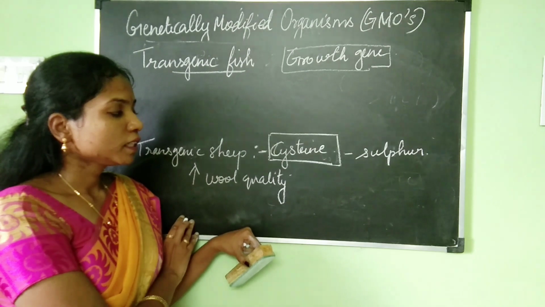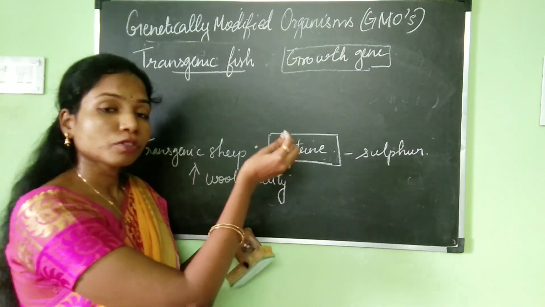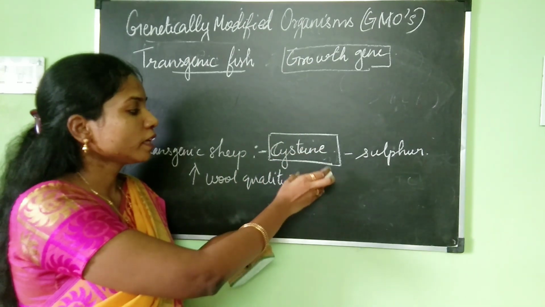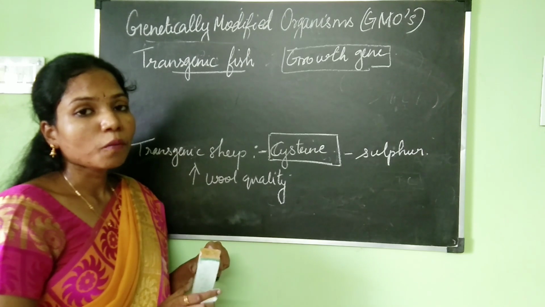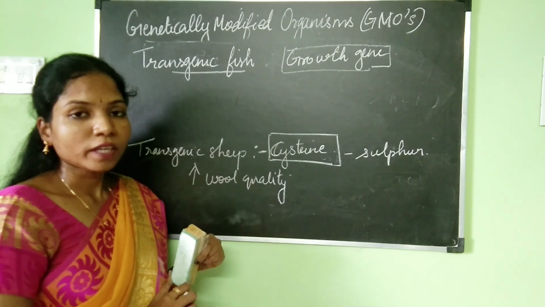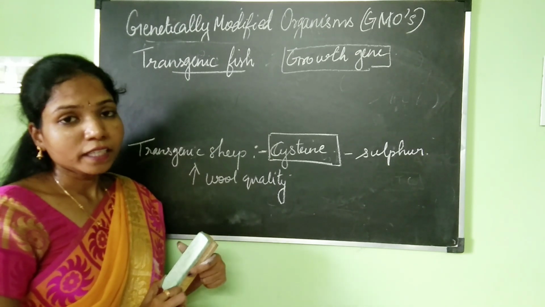Okay, so that is the reason for taking a gene which codes for the amino acid cysteine, so that the transgenic sheep will be able to produce a very good quality of wool. Okay, so these are some of the examples of the animals which are genetically modified.